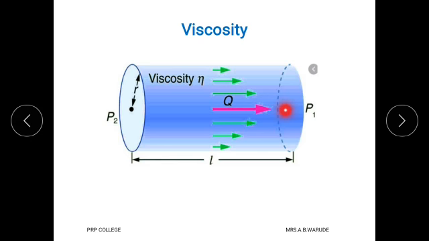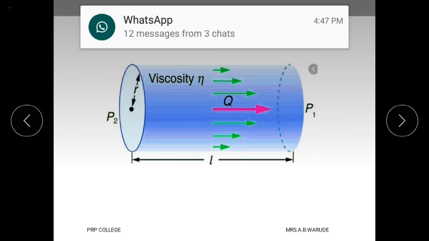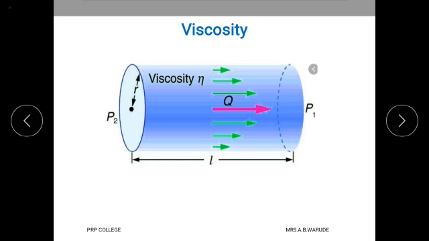The layer which is nearer to the wall of the container has minimum velocity, and the layer which is in the middle has maximum velocity. Here we consider eta for the liquid, and when we consider two different layers, it is observed that the layer which has minimum velocity tries to oppose the layer which has maximum velocity. At the same time, the layer which has maximum velocity tries to oppose its neighboring layer.